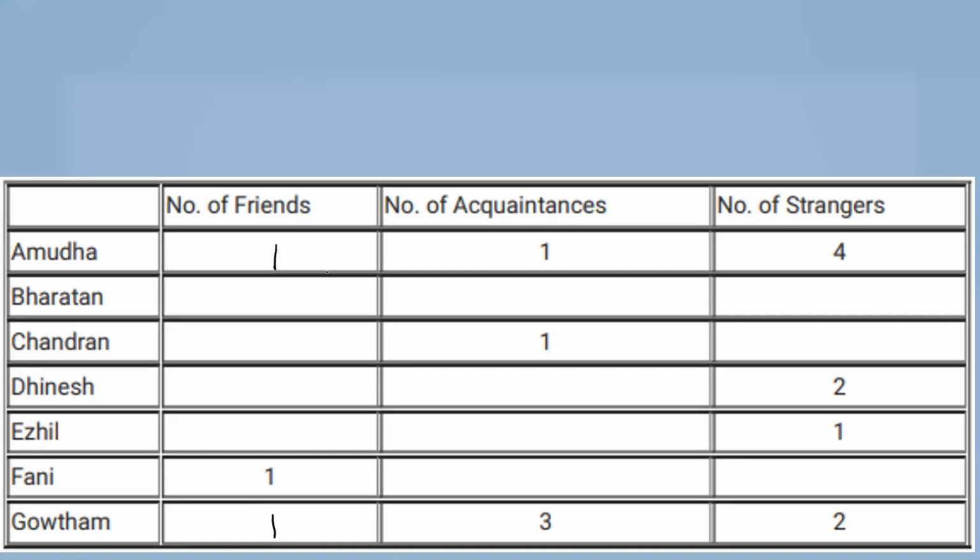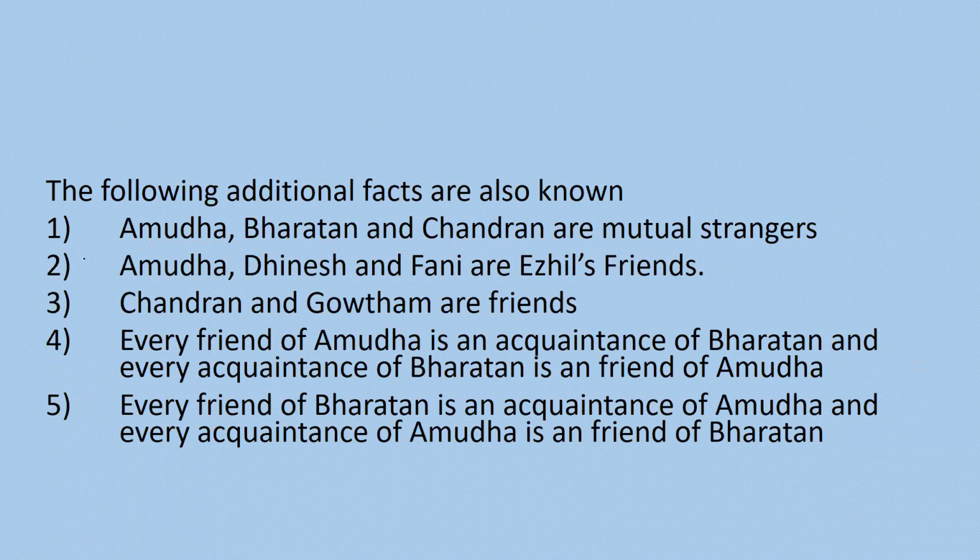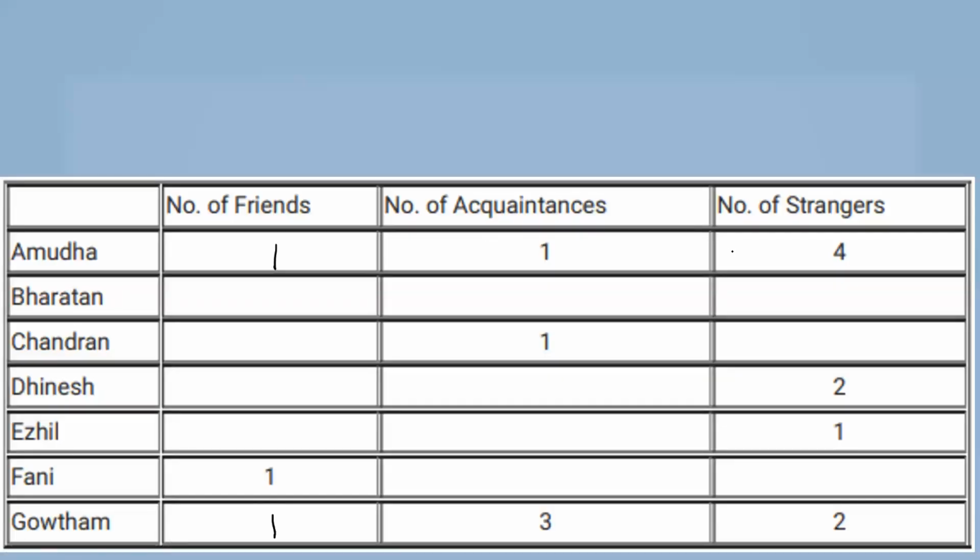You know that every relationship is mutual. So if I fill someone's name along with Amudha, I have to fill the same thing for the person I'm filling in. Amudha, Bharatan, and Chandran are mutual strangers. So Bharatan and Chandran are strangers to Amudha, so Amudha will be a stranger to Bharatan, and for Chandran also, Amudha will be a stranger. Am I right?